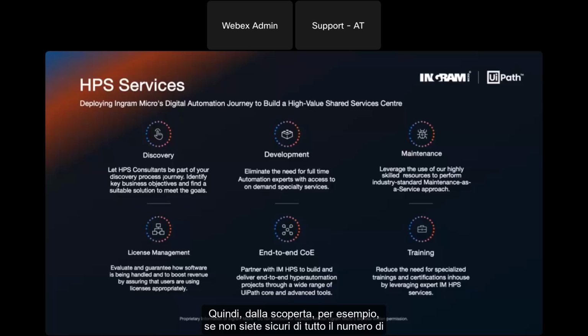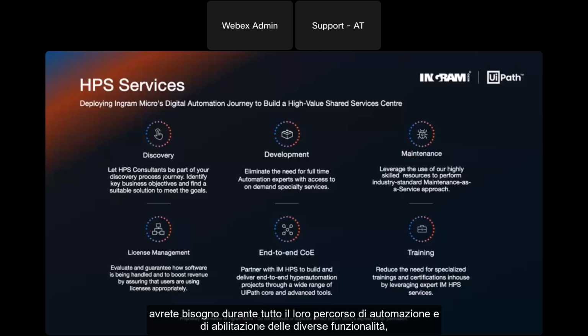So here are some of the services that we can offer through the HPS team. From the discovery, for example, if you're not sure of the number of processes or tasks that are prone to automation inside your customer's organization, we can start that process with the discovery service, right? We can discover and identify key business objectives for your customers and find the solution to meet those goals, those objectives. Of course, the development, the maintenance, all the management, the training, everything that your customers and you are going to need throughout their automation journey.